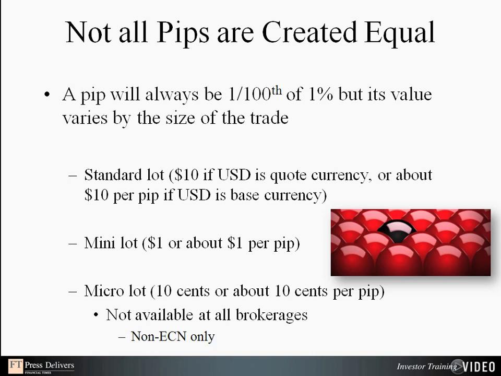You might also hear people talk about microlots. Microlots are 1,000 units of a currency. Again, a mini lot is 10,000 units, a standard lot is 100,000 units, and a microlot is 1,000 units. Only certain brokerage firms will offer microlots. Microlots have a value of 10 cents per pip, or about 10 cents per pip if you're talking about a pair in which the US dollar is not the quote currency.